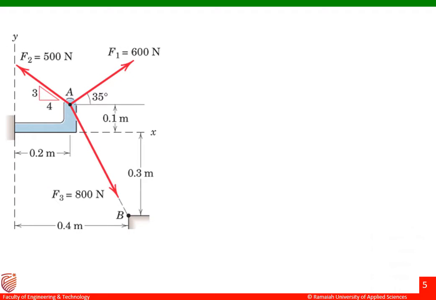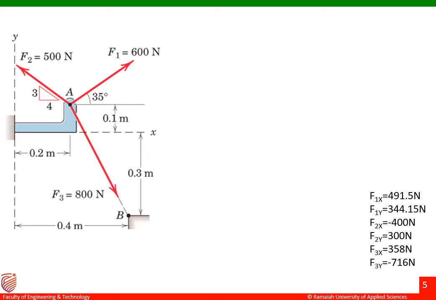The solution for the previous problem is displayed on the screen. There's a small mistake while calculating the x component and y component of force F1. That is, the y component is 600 sine 35 degrees. The answer is 344.15 Newton. Instead of this, I had written 424.26. Kindly make a correction over that.